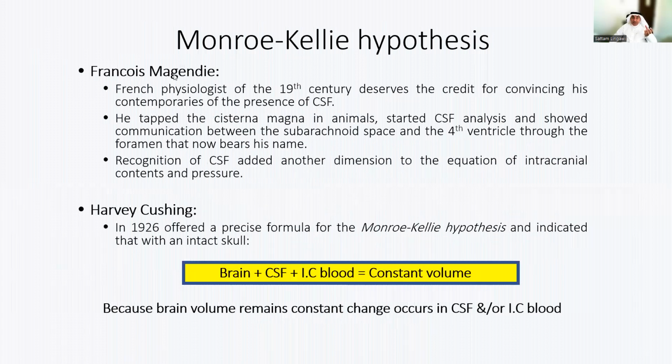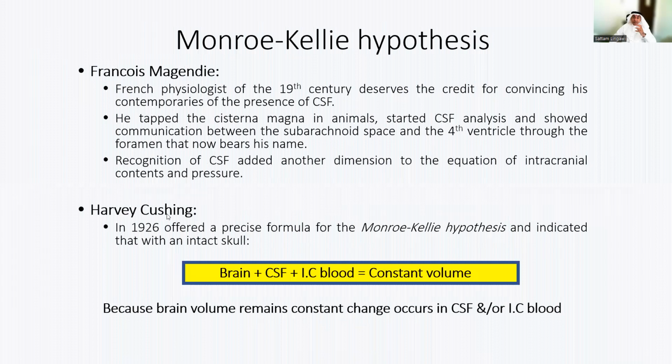It was Magendie, after whom the foramen of Magendie was named, who actually identified the presence of CSF by doing a cisternal tap, documenting the presence of fluid within the ventricular system.